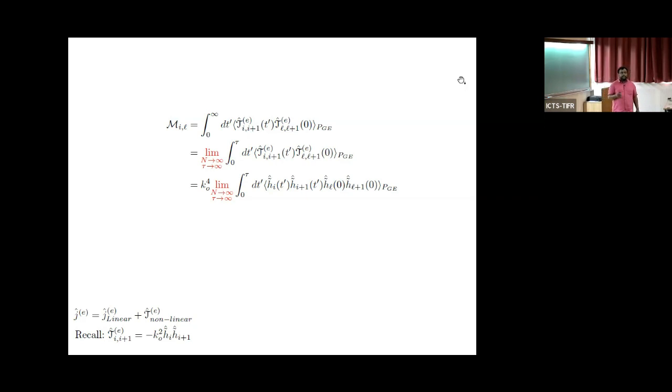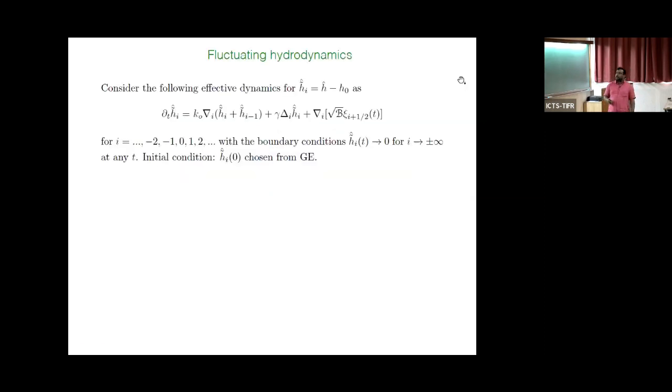Yes. Okay. But the question is how to compute this quantity. To compute it, let's consider an effective dynamics for the deviation of the volume field from the global equilibrium.